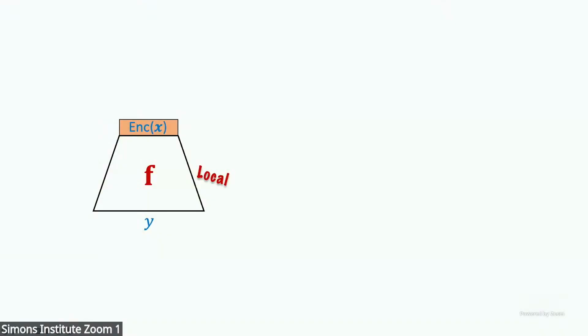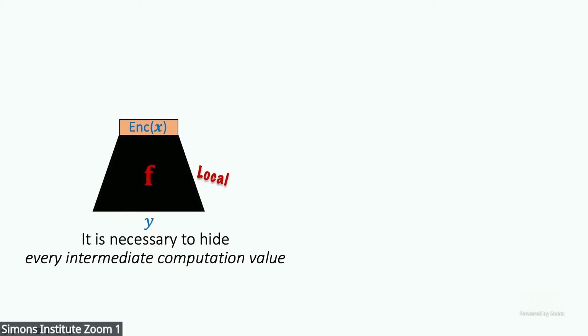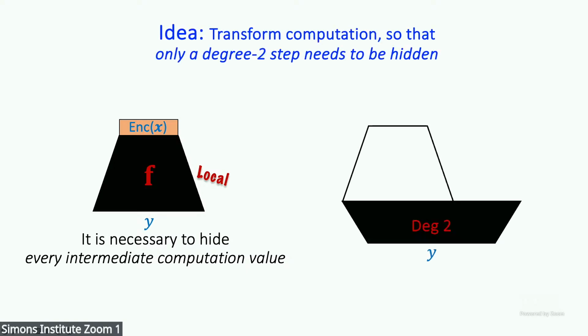Very good. I want to point out immediately that this function, even though it's just a constant degree polynomial, is still doing lots of interesting things along the way. The intermediate values of this computation are potentially very revealing, and we can't reveal them, so we absolutely need to hide every intermediate computation value. That's something to keep in mind about why this is not easy.